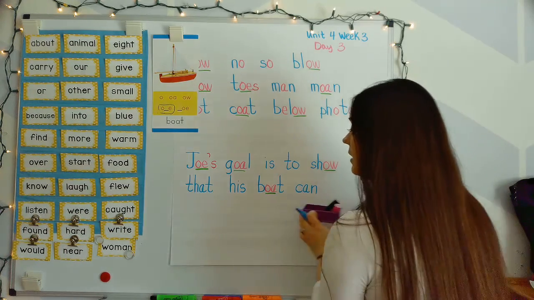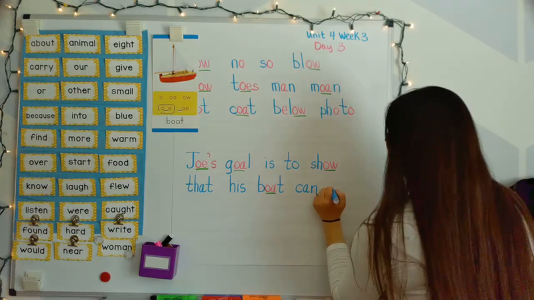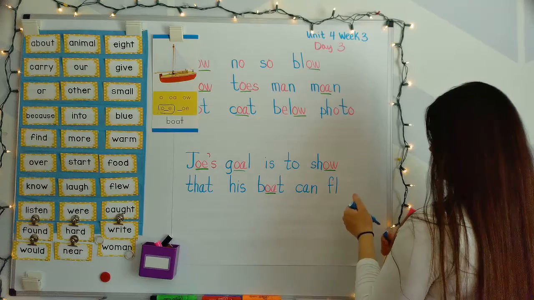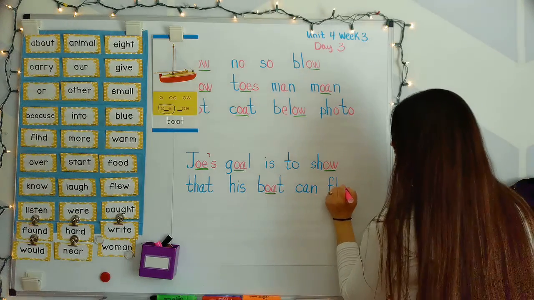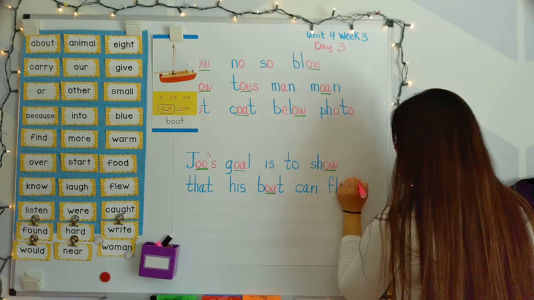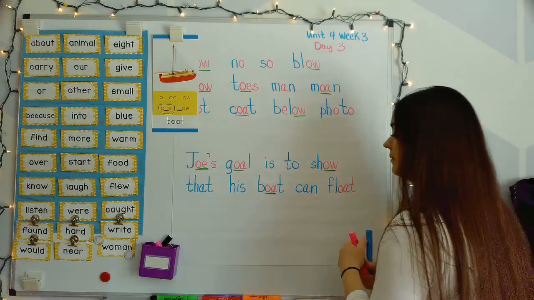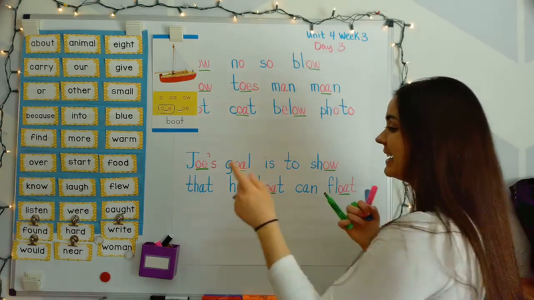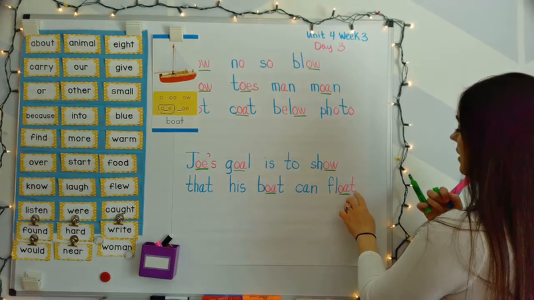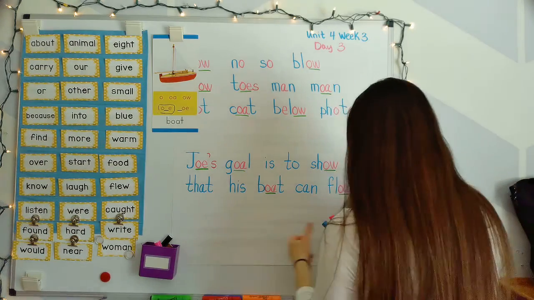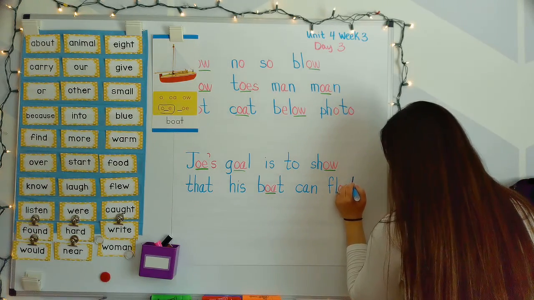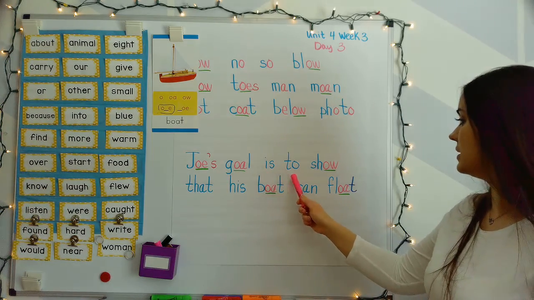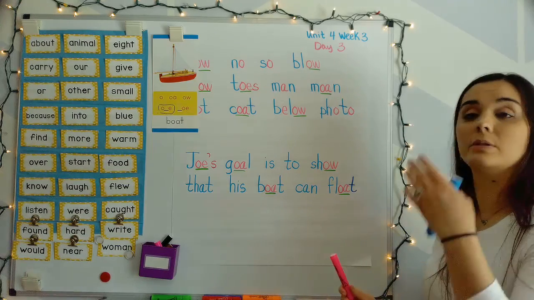High frequency word can. F-L, full, full. Oopsie, made a boo-boo. So O-A, vowel team, working together to say long O. T says T. So the T was supposed to be blue. Okay. All right, let's read our sentence. Joe's goal is to show that his boat can float. Your turn.